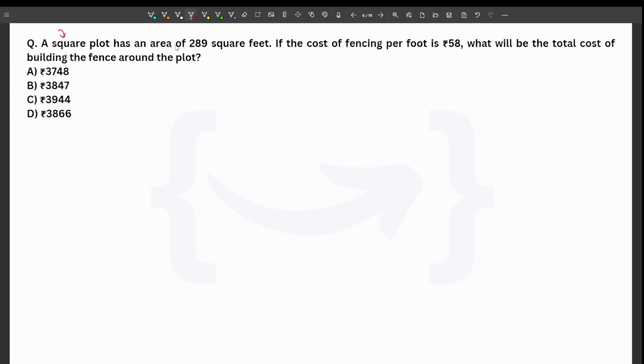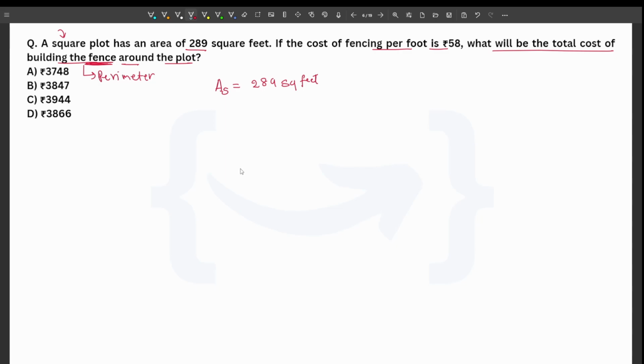A square plot has an area of 289 square feet. Okay, so we have the area of the square as 289 square feet. If the cost of fencing per foot is 58, we'll see afterwards. What will be the total cost of building the fence around the plot? Building a fence. Don't you think a fence is talking about the perimeter, guys? Isn't it?